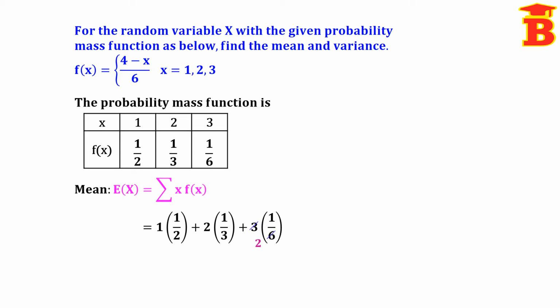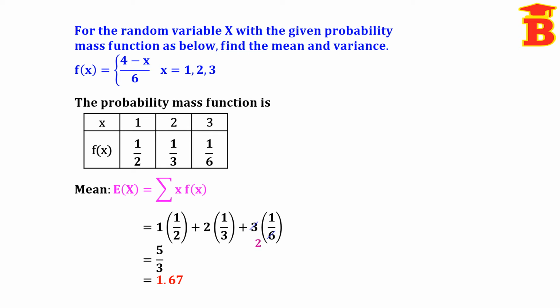And here this 3 and 6 cancel, we get 1 by 2. And here one easy method is just adding 1 by 2 plus 1 by 2, we get 1. 1 plus 2 by 3, that is 5 by 3. This is equal to 1.67. So therefore mean is 1.67.